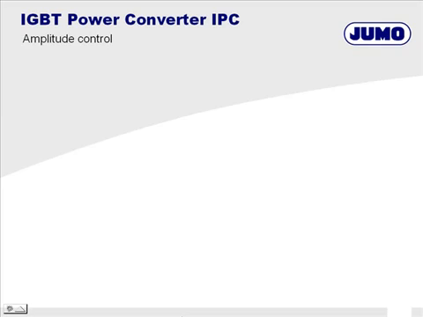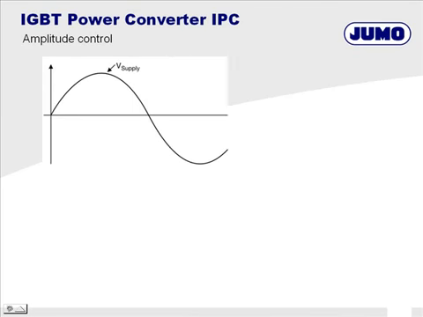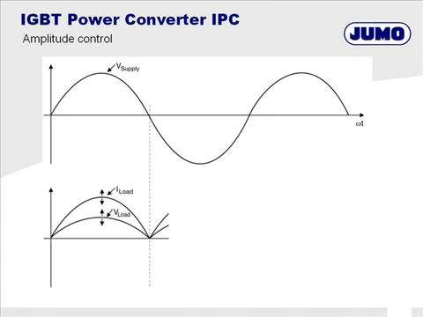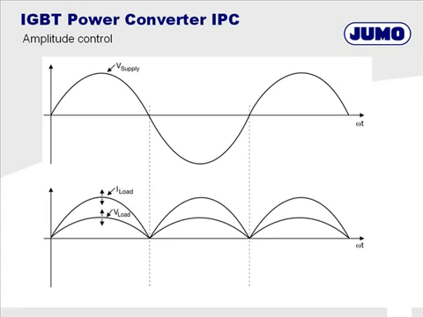The power converter has one operating mode, the amplitude control. The picture shows the supply voltage, load voltage and load current during operating of the power converter. Load current and load voltage are pulsed. The rates of the amplitudes are changed according to the required power.